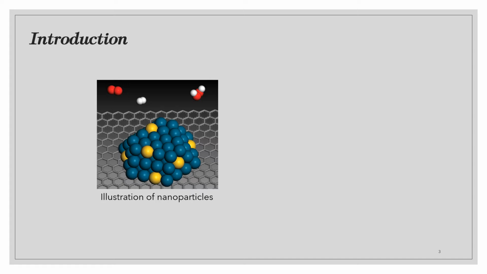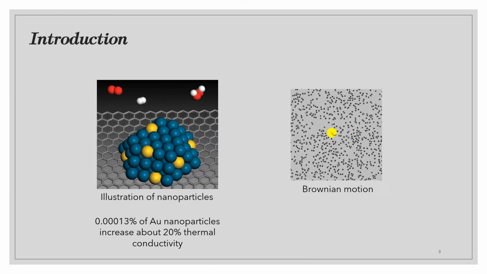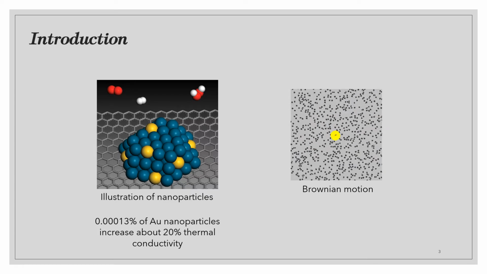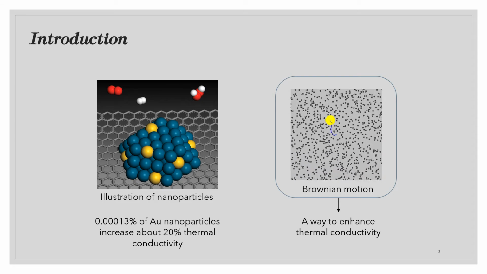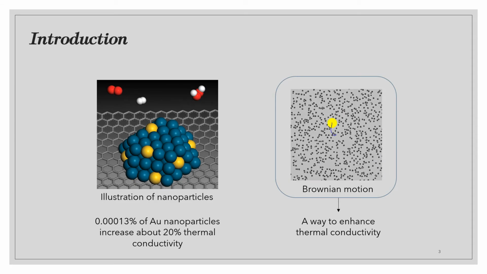Recently, some researchers confirmed that nanoparticles have the possibility to enhance thermal conductivity as well. One piece of evidence is Kurma's research, which proved that when only 0.00013% of Au, which is known as gold, nanoparticles are added to water, the thermal conductivity can increase about 20%. The thermal conductivity of nanoparticles is through Brownian motion, which is the irregular and random motion that plays an important role for energy transport.